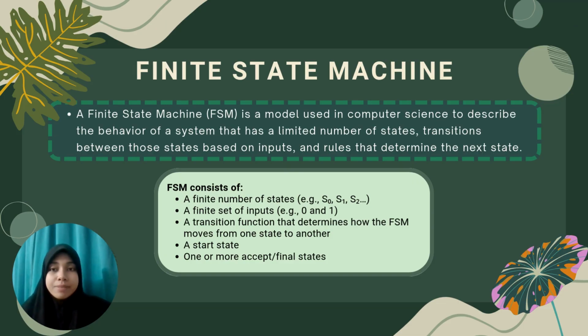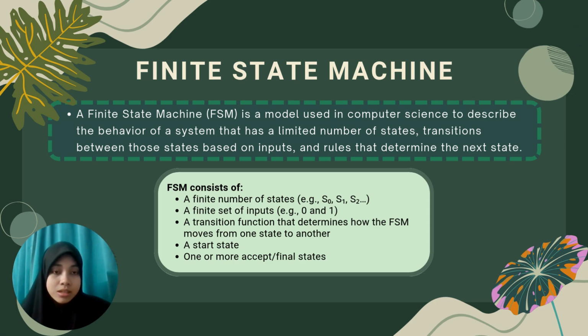Now I will explain what a finite state machine is. A finite state machine is a model used to describe the behavior of a system that changes between a limited number of states based on input. FSM is made up of five main components.